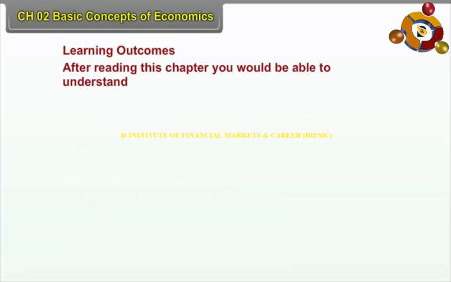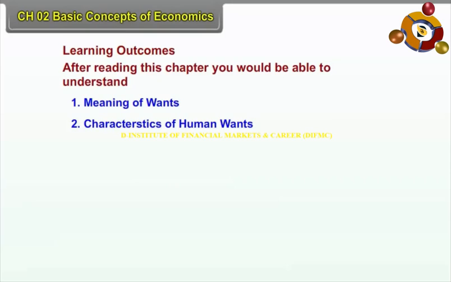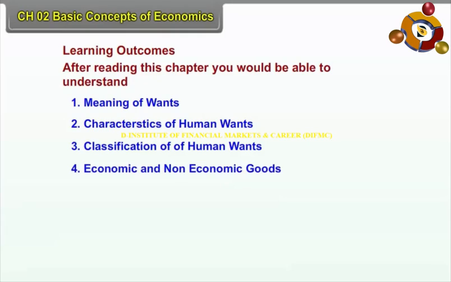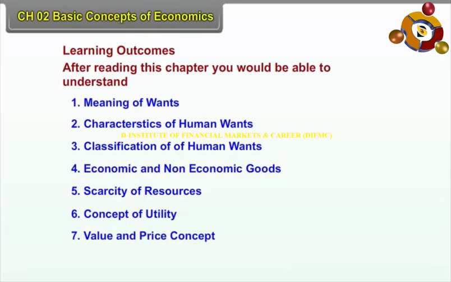After reading this chapter, you would be able to understand the meaning of wants, characteristics of human wants, classification of human wants, economic and non-economic goods, scarcity of resources, the concept of utility, value and price concepts, demand and supply concepts.